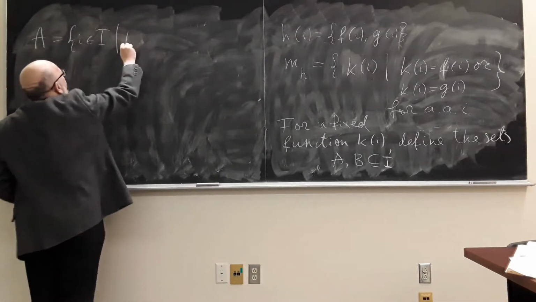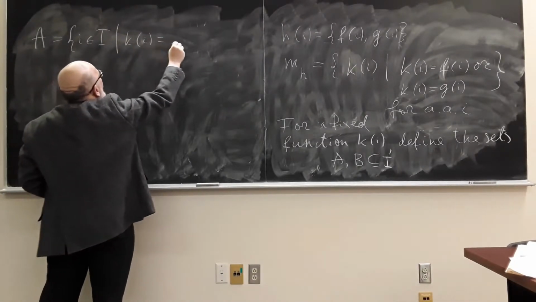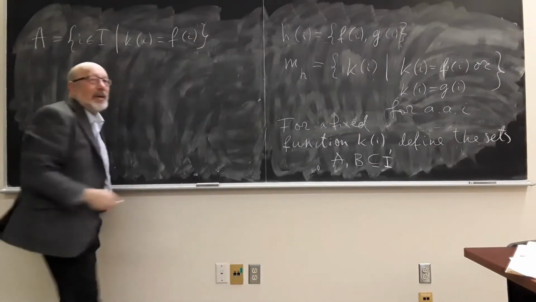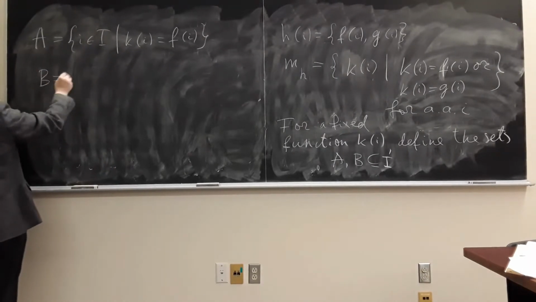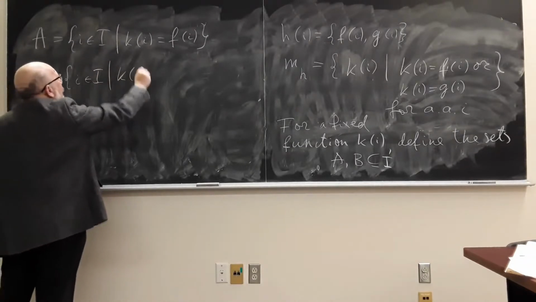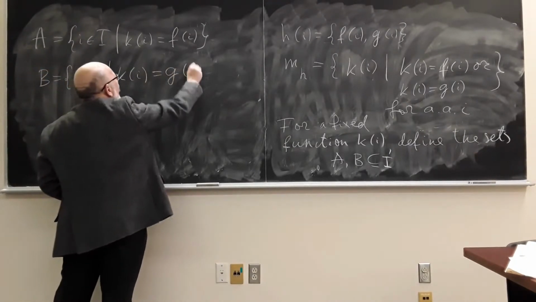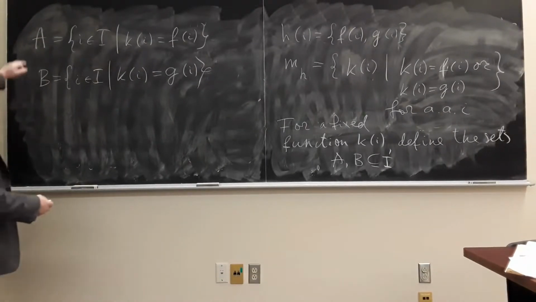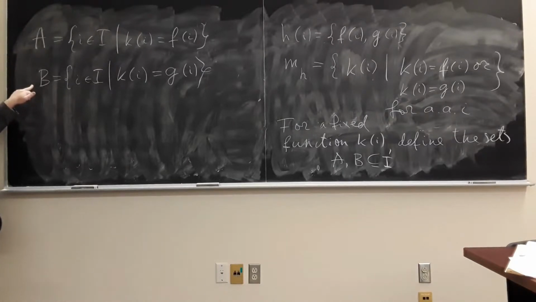Such that K of I equals F of I. And B: K of I equals G of I. Yes, we have two sets. So these two sets are disjoint, if F is different from G. I don't consider the case that somewhere they can coincide. Suppose F and G are different.